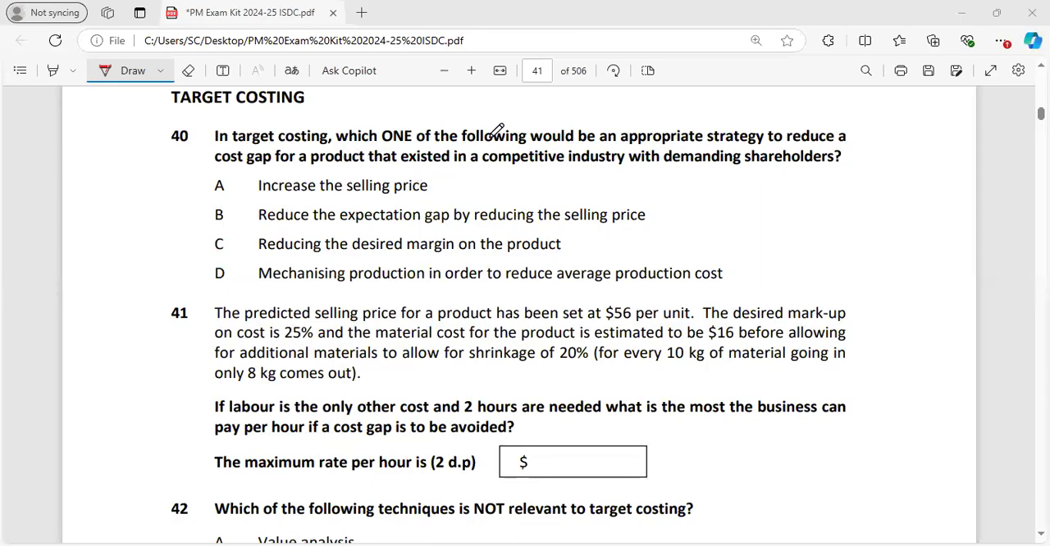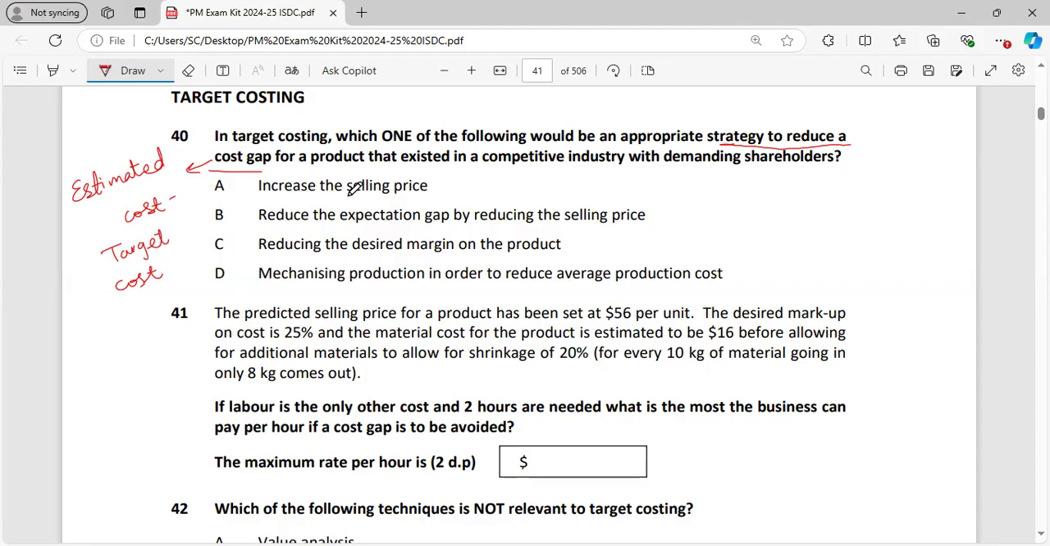In target costing, which one of the following would be an appropriate strategy to reduce the cost gap? Basically, what is this cost gap? Cost gap is the difference between estimated cost and the target cost. Estimated cost minus target cost. For a product that exists in a competitive industry with demanding shareholders.